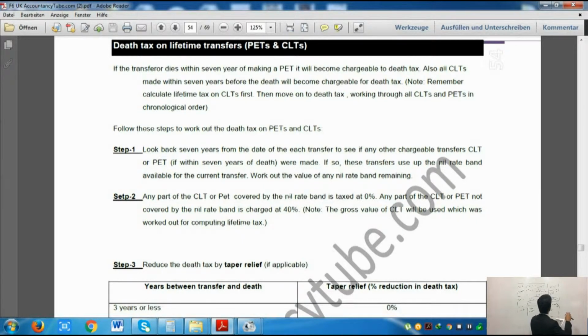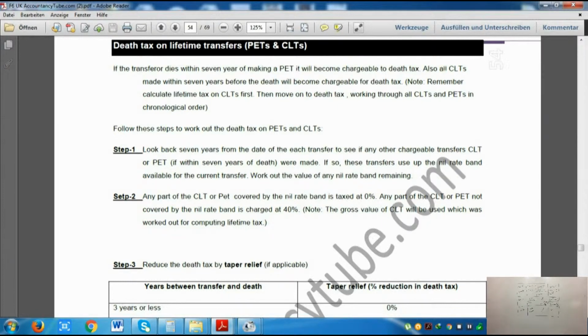As I have shown on the board as well, and I told you in the previous lesson, there will be a nil rate band for the lifetime tax, and there will also be a nil rate band for the death tax. So there are two types of nil rate bands.